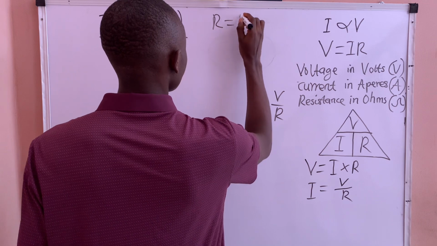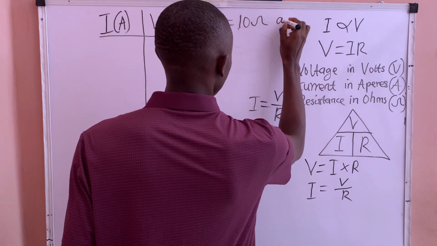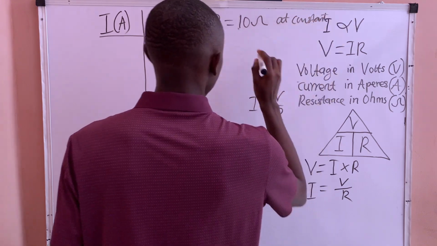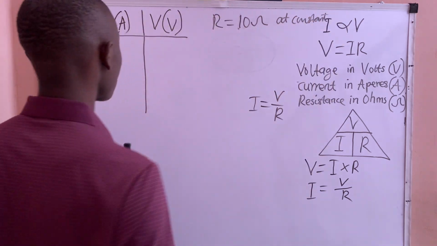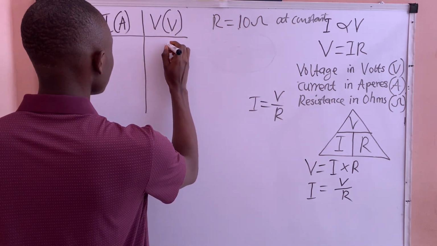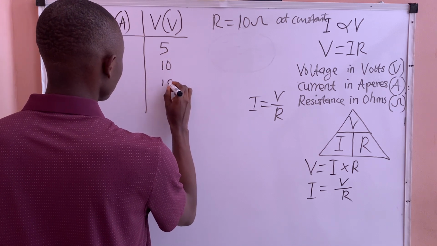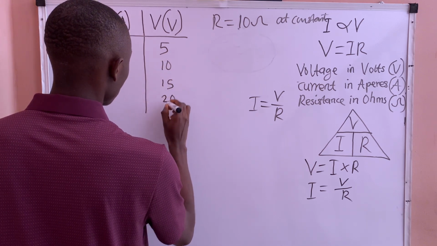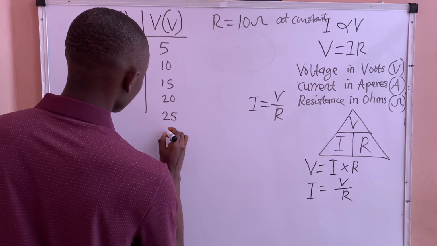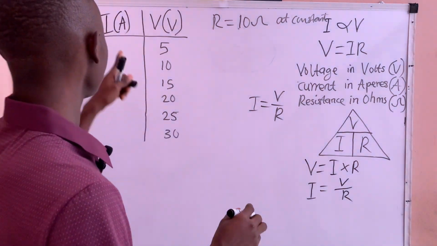At 10 ohms, which is a constant. A constant 10 ohms. And I increase voltage. Let me increase voltage by 5, 10, 15, 20, and what? 25. Let me make it 30. What will be the behavior of current?